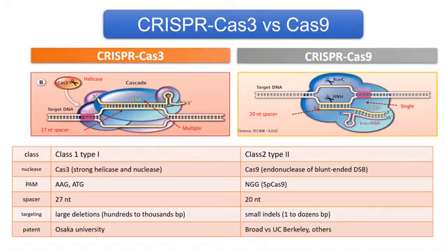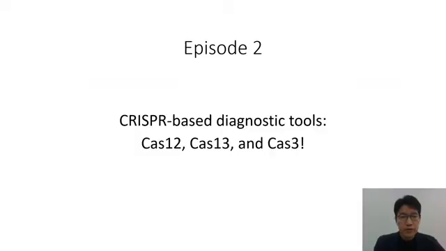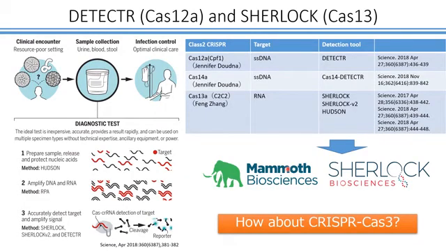Here in episode 2, I would like to talk about CRISPR-based diagnostic tools: Cas12, Cas13, and Cas3. As you know, Jennifer's group and Feng's group have harnessed Cas12 and Cas13 respectively to make CRISPR-based diagnostic tools. They have started the venture companies Mammoth Biosciences and Sherlock Biosciences and successfully developed rapid nucleic acid detection systems called DETECTR with Cas12a and SHERLOCK with Cas13.